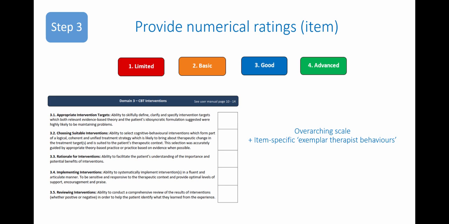So now we're going to have a look at the overarching scale and the item-specific therapist behaviours within the context of the CBT interventions domain. And particularly we're going to have a look at item 3.5, reviewing interventions. This is looking at therapists' ability to conduct a comprehensive review of the results of the intervention in order to help them identify learning.